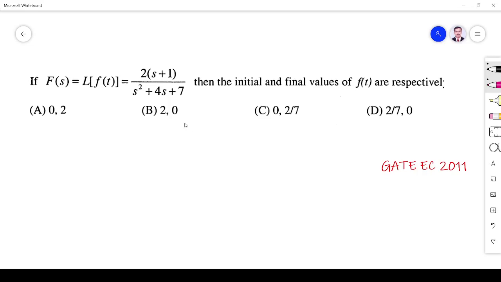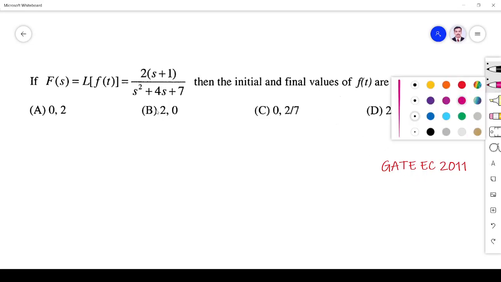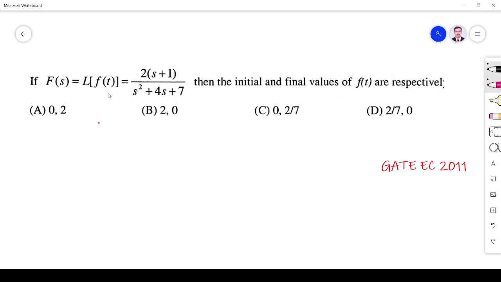Hi friends, in this video let us solve a similar system related question asked in GATE 2011 EC paper. The question is from Laplace transform. The question is if F(s) equal to Laplace transform of f(t), which is equal to 2(s + 1) divided by s² + 4s + 7, the initial and the final values of f(t). So they ask f(0), that is initial value, and the final value f(∞).